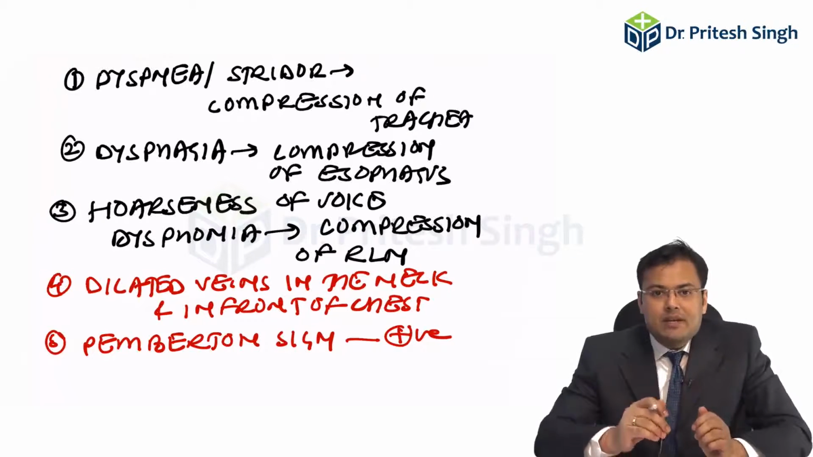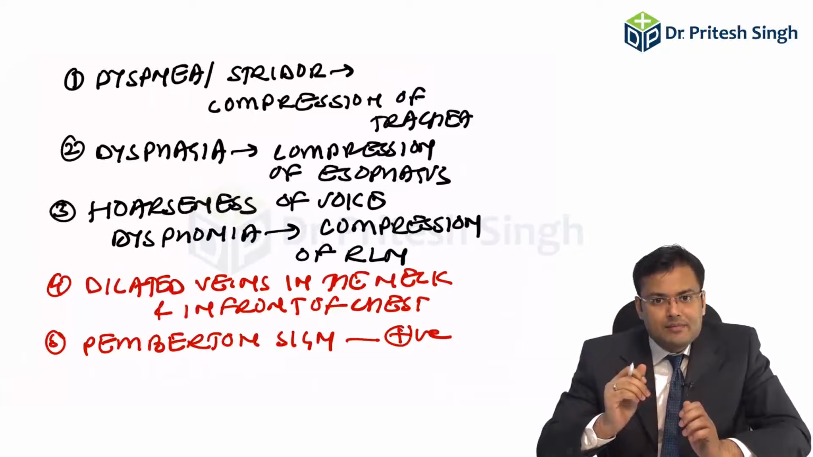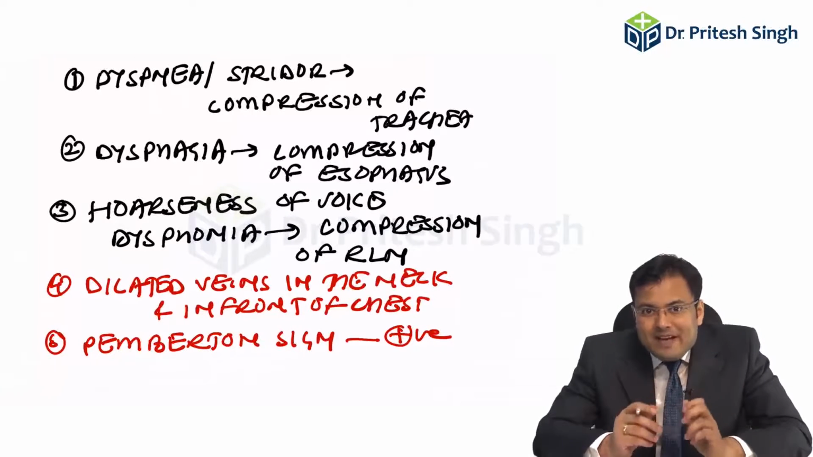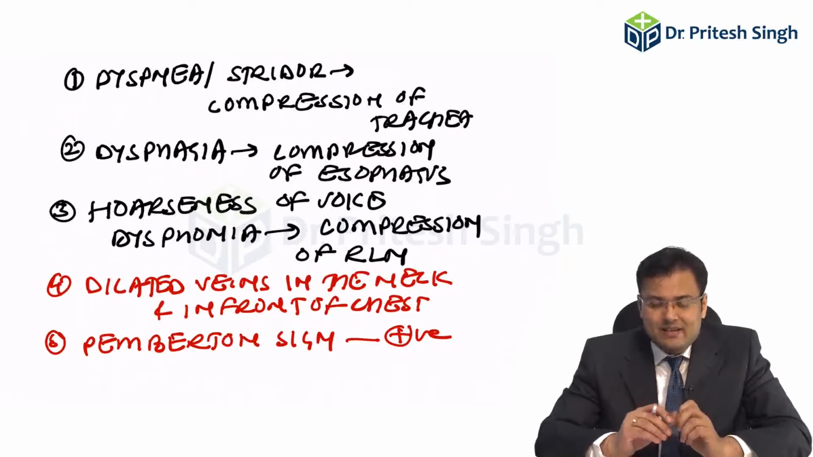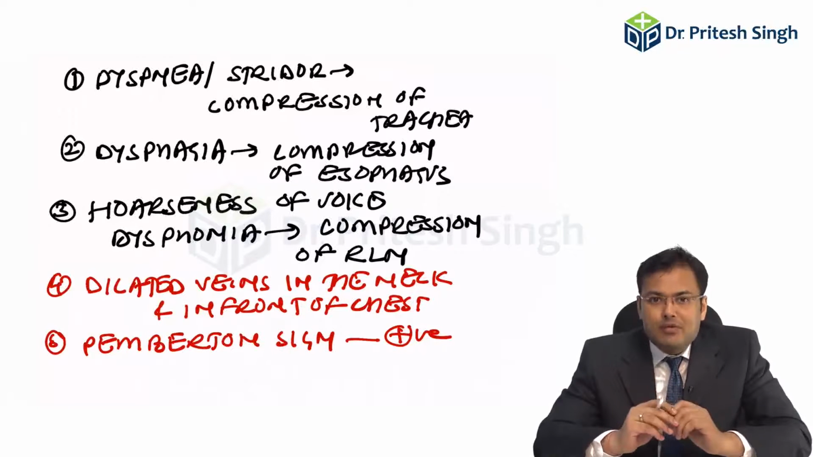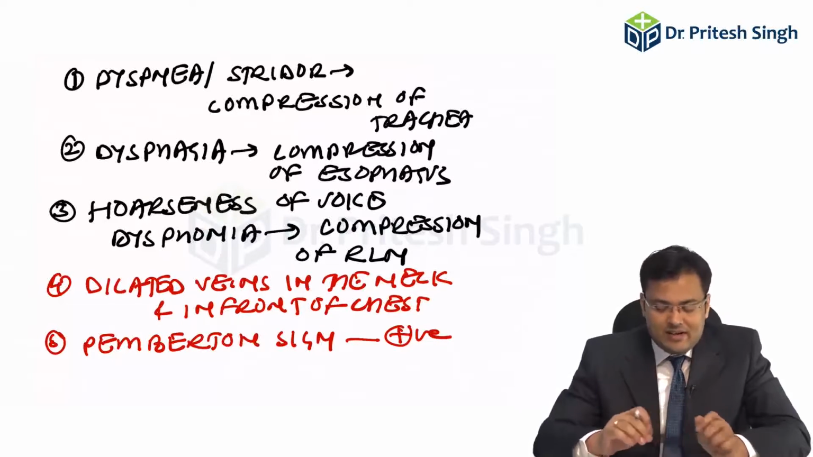What is Pemberton sign? When the upper limb is elevated above the forehead, there is facial puffiness, faintness, or dizziness. This is Pemberton sign. I'm repeating. When the bilateral upper limbs are elevated above the forehead, there is faintness, facial puffiness, dizziness. This is Pemberton sign. So all these are suggestive of compression of the structures in the neck.